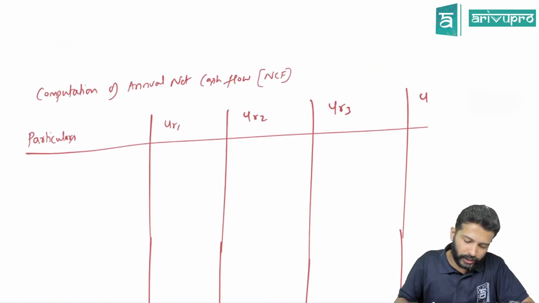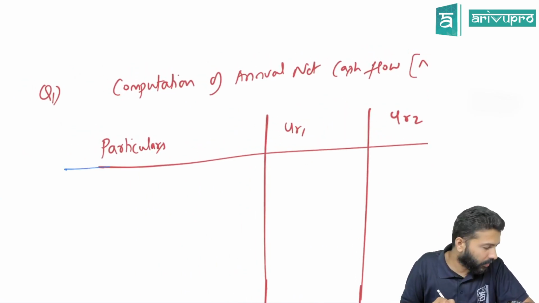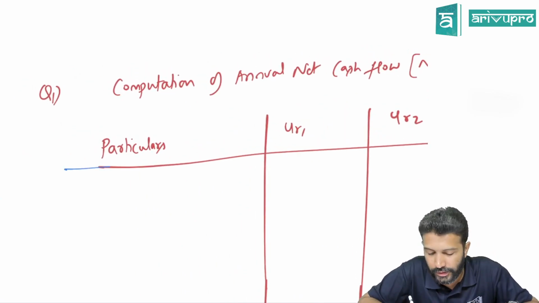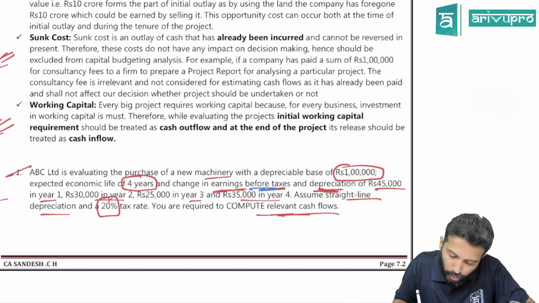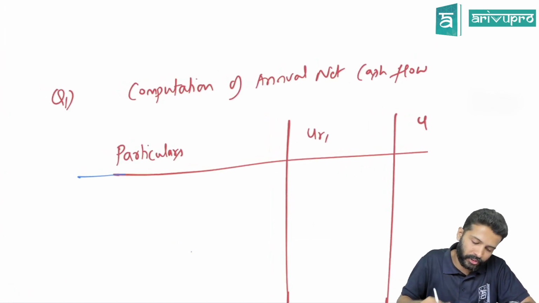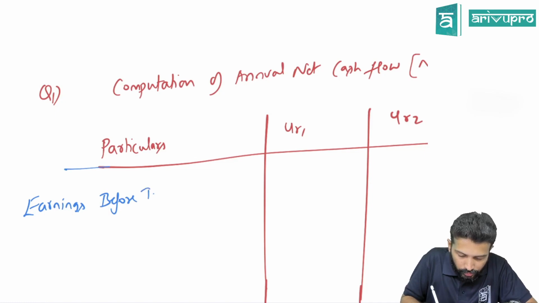Okay, 4 years ka data. Sir, what have they given in the problem? They have given cash flows or they have given earnings? Earnings. Specifically, which earnings? Earnings before tax and depreciation. Let me write the same thing. Earnings before tax and depreciation.